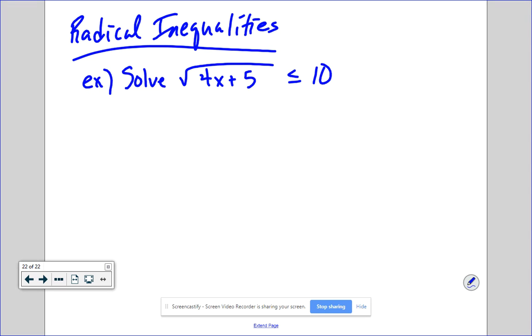Now, the steps, ladies and gentlemen. The steps are the exact same, except we have to graph at the end, and we have an inequality sign. So the first step is to get rid of the radical. The radical is already by itself, so I just square both sides. We get 4x plus 5 is less than or equal to 100. Just by squaring both sides, that's a pretty straightforward approach.